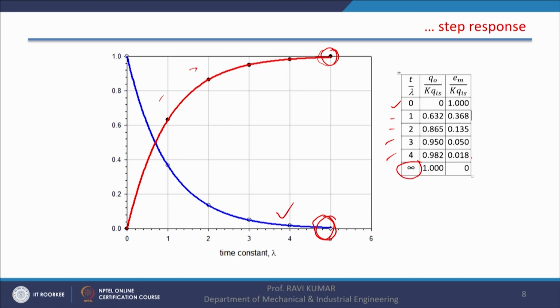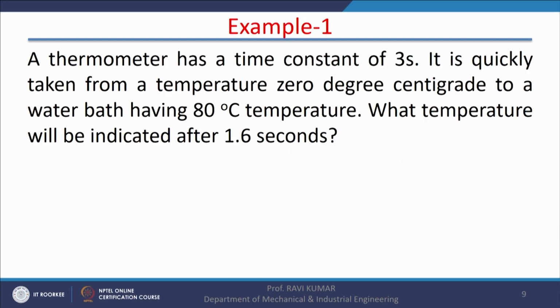The error in measurement is also diminishing, and at t equal to 5 lambda, the error in the measurement is less than 0.08%, because at t equal to 4 lambda it is 1.8%, right? So this is the characteristic curve for error in measurement and the output of the instrument. Now we can take one example.